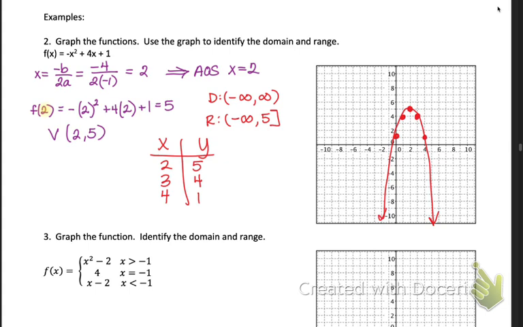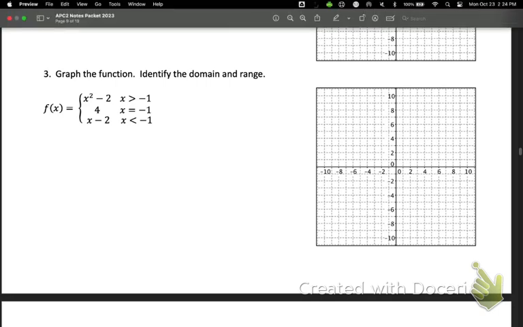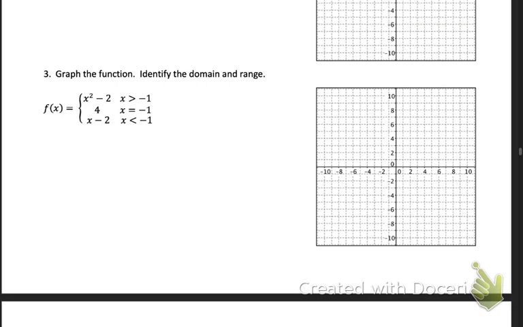The last thing that I just want to quickly show you is revisiting piecewise functions, because this information is going to be really helpful if we have quadratic pieces in our piecewise function, okay? So when I look at this first one here, x squared minus 2, I know that that's going to be a parabola. And I know that that is a parabola with a vertex at 0, negative 2. H is 0, k is negative 2.